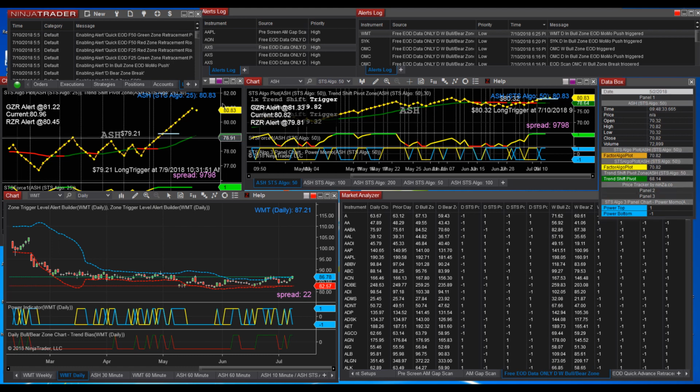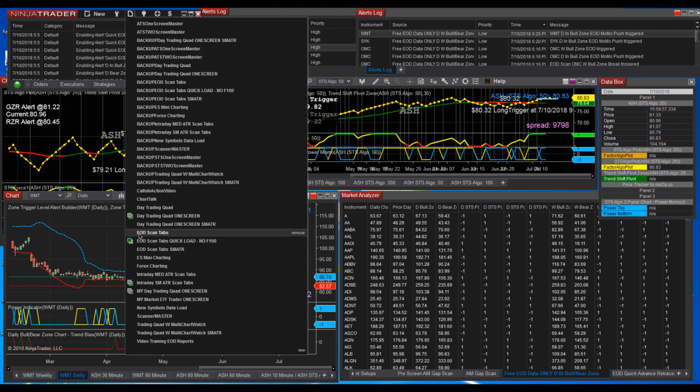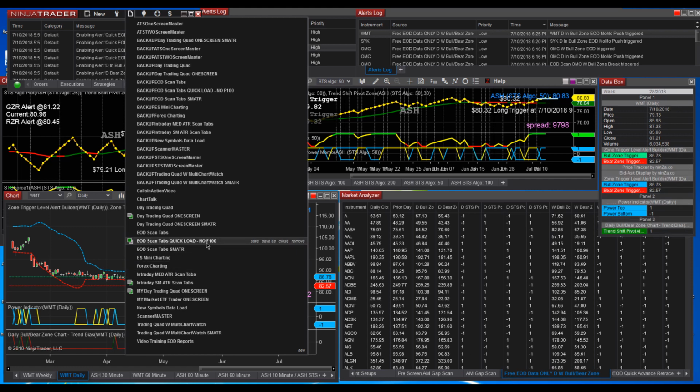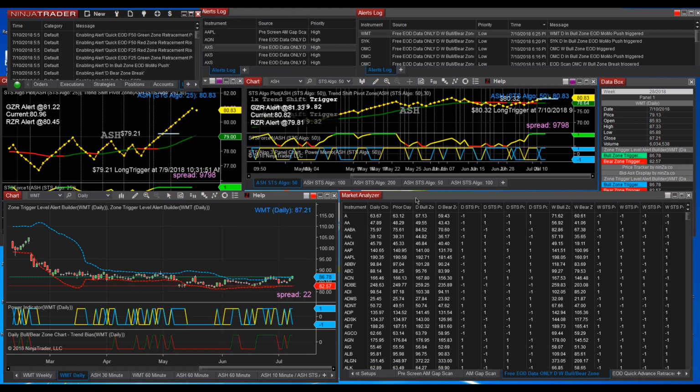We're going to get started with the workspace that is labeled End of Day Scan Tab Quick Load No F100. It's an exact duplicate of End of Day Scan Tabs, with the difference being that there's no factor 100 being loaded, which speeds up the process when you're loading all these columns. I'm also going to teach you how to take this and revise it down as you use it and decide the parts you want to use. You'll delete some of the tabs and then you'll save it as my end of day, just like we have it named, and you'll have your favorite things you're looking for.